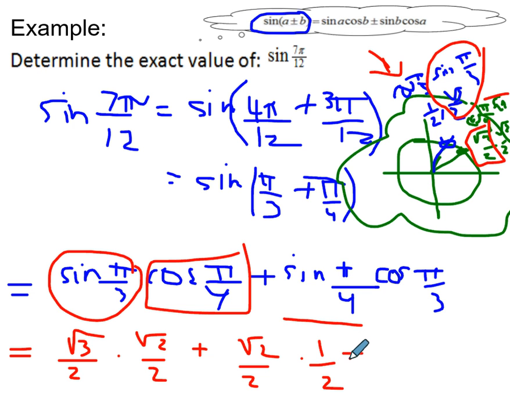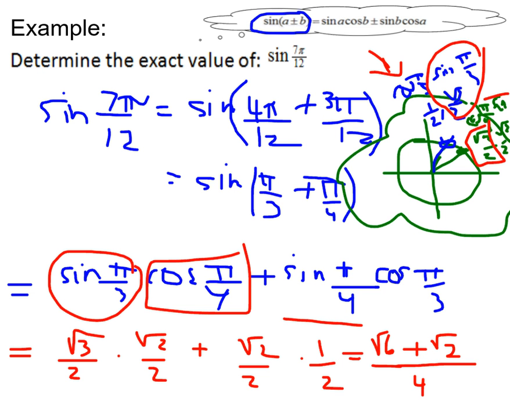Now you remember when you multiply fractions, you multiply the top with the top. So that's square root of 6 over 4 plus square root of 2, and it's also over 4. So you could just put a big line like this and put your 4 in the middle. That would be your answer.